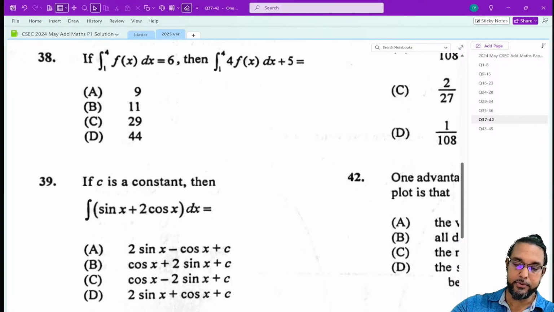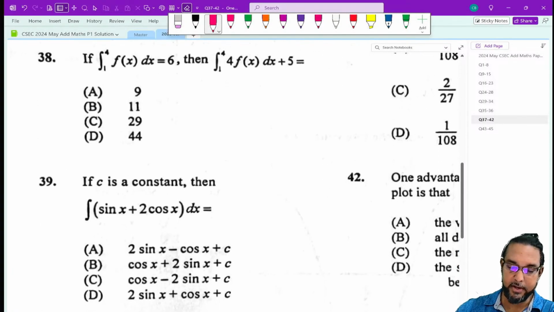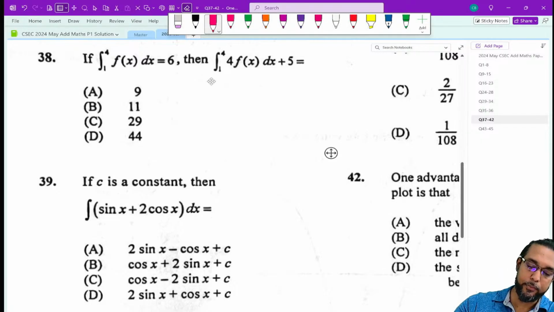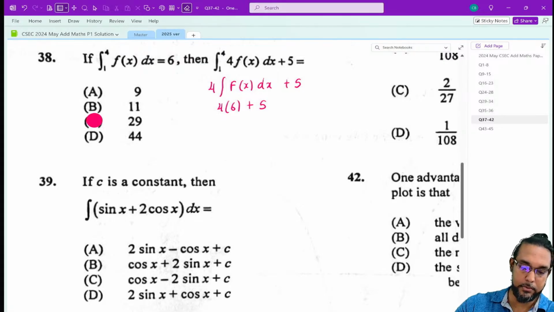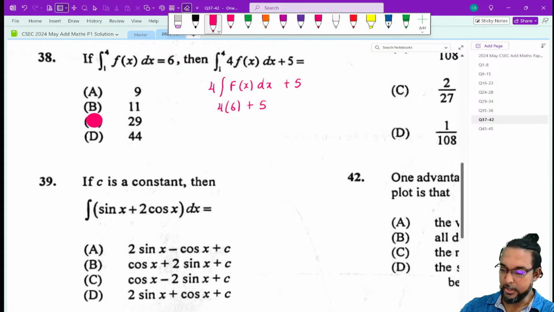If the integral between 4 and 1 of f of x is 6. Right, so here we have some little tricks we could apply. The integral between the limits of 4 times f of x is 4 times the integral. And you can add 5 after that, right? Okay, cool. So 4 times that is basically 4 times 6, which is 24. 24 plus 5 is 29. Cool.